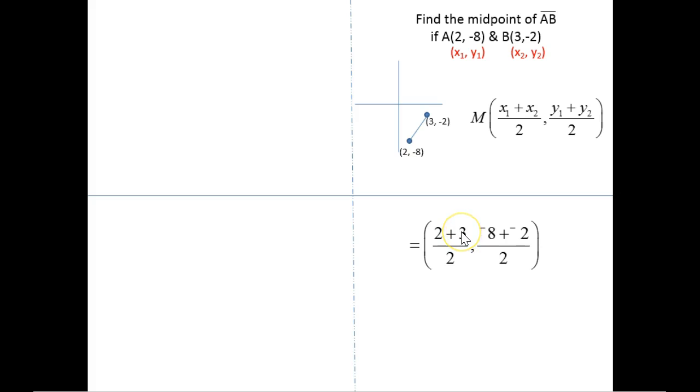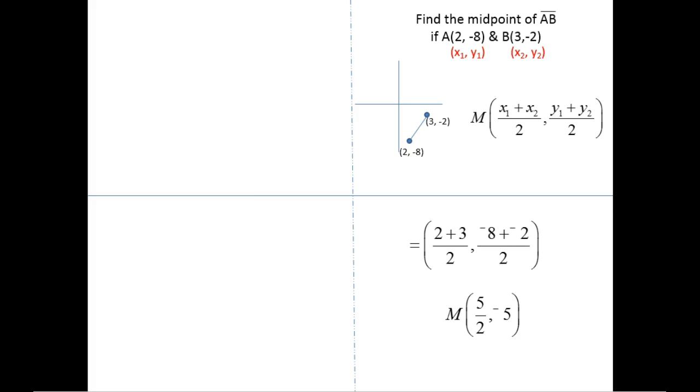2 plus 3 gives me 5, so I got 5 over 2. Negative 8 plus negative 2 is negative 10, so I got negative 10 over 2. The 5 over 2, can I reduce that? No. The negative 10 over 2, can I reduce that? Yes. What does it reduce to? Negative 5. Okay, negative 5. Negative 8 plus negative 2 is negative 10, so it gives me a negative 5 there.